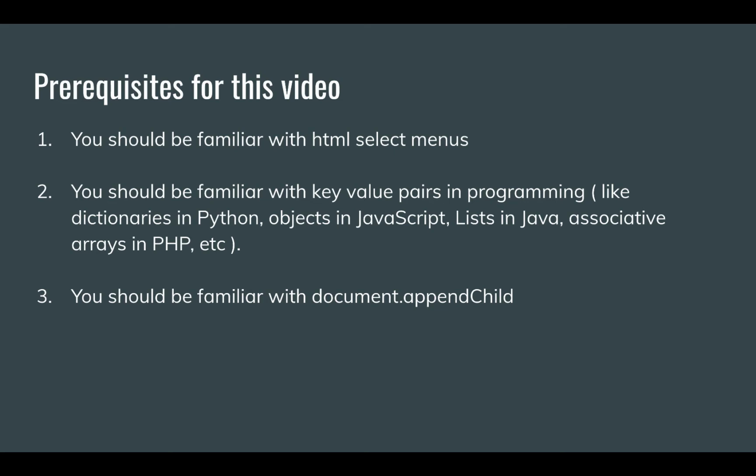You should be familiar with key value pairs in programming, like dictionaries in Python, objects in JavaScript, lists in Java, associative arrays. All of these things are very simple. It's just a key value pair. And if you're not familiar with those, you can go ahead and watch this video and you might be able to learn from the video what they are and how they work.